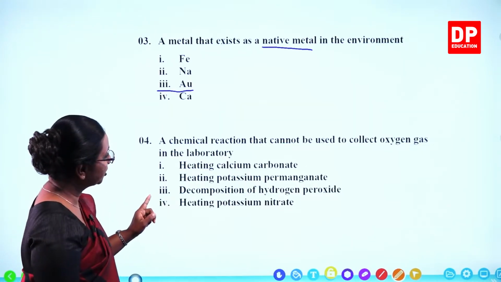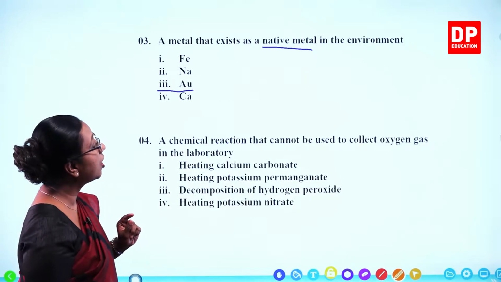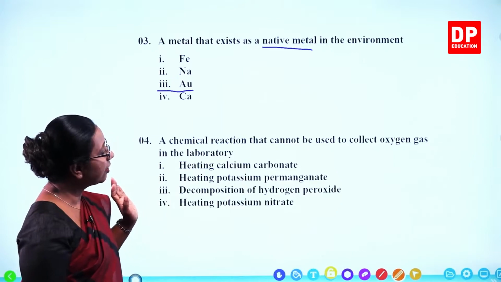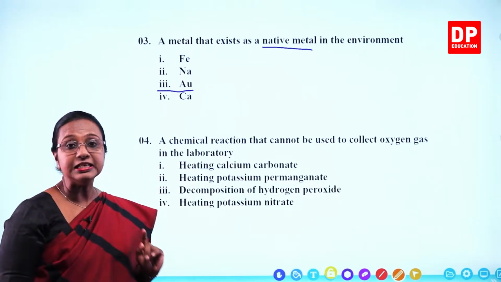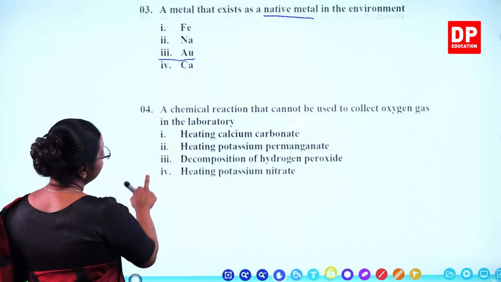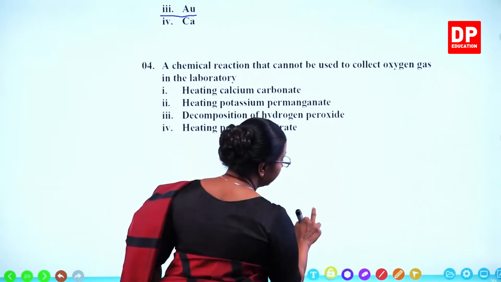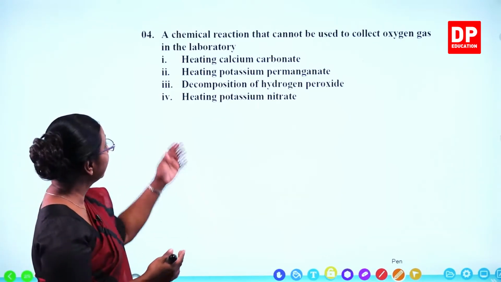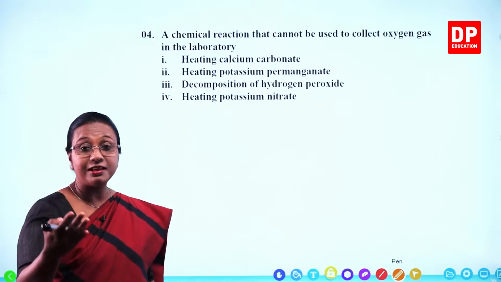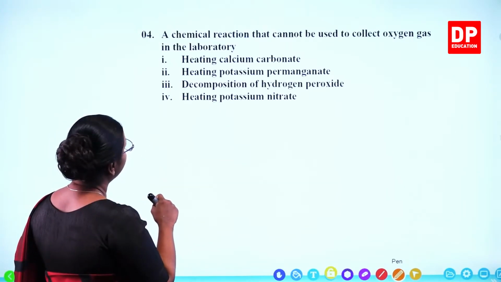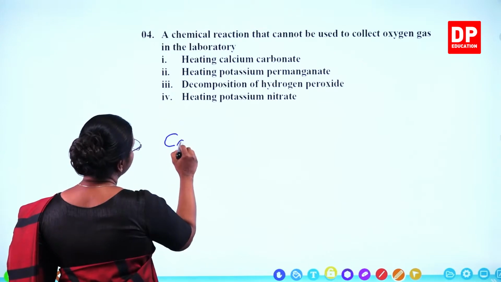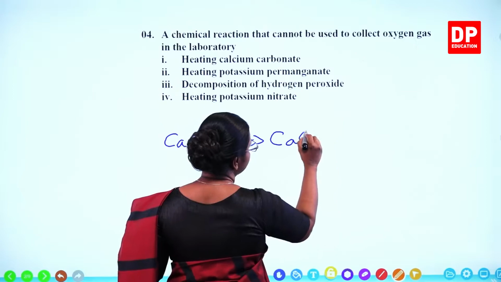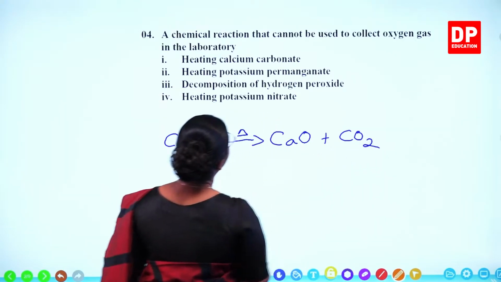Then we have the fourth one. A chemical reaction that cannot be used to collect oxygen gas in the laboratory. Now, students, for you all to recall all the chemical reactions, I will write down the equations as well. So, while answering the question, you will again recall writing and balancing reactions. Heating calcium carbonate. Calcium carbonate, when you heat, what do you get? You get calcium oxide and carbon dioxide.